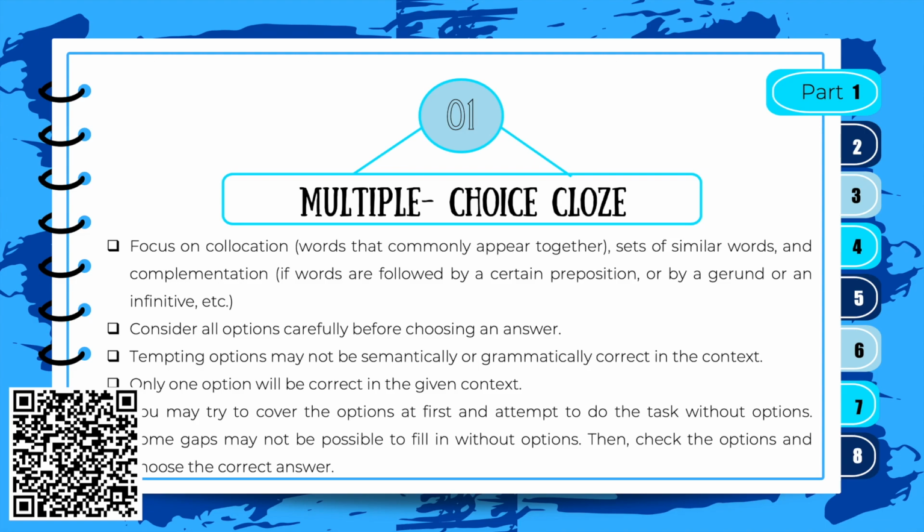Consider all options carefully before choosing an answer. Tempting options may not be semantically or grammatically correct in the context. Only one option will be correct in the given context. You may try to cover the options at first and attempt to do the task without options. Some gaps may not be possible to fill in without options. Then, check the options and choose the correct answer.